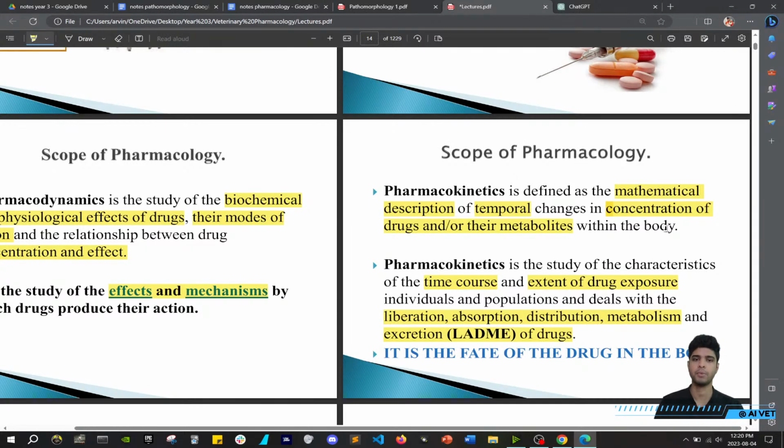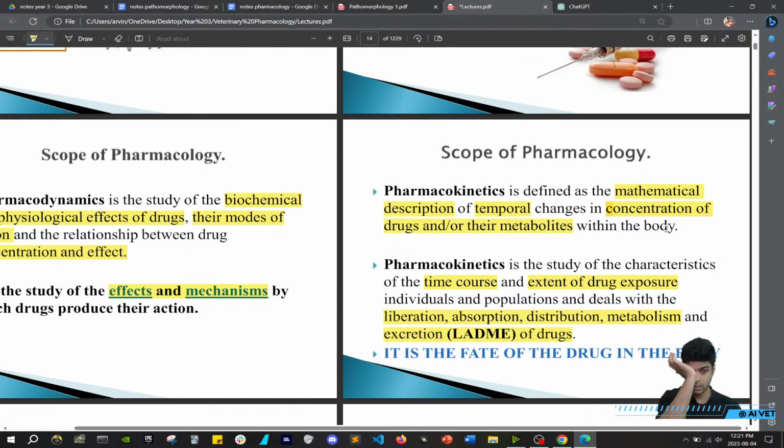Okay, pharmacokinetics is quantifiable, numerical changes in the drug concentration. Here, pharmacodynamics is the biochemical and physiological effects of drugs, and then the relationship between the drug concentration and their effect, dosage. We can say dosage. Based on the dose, how much is the effect?